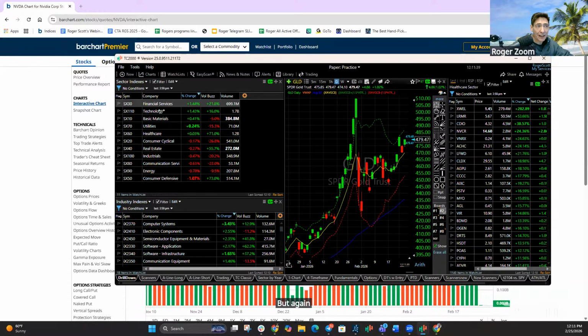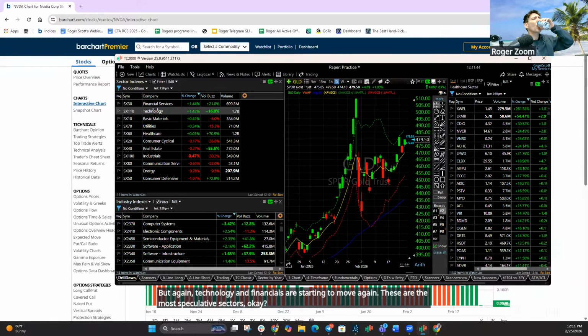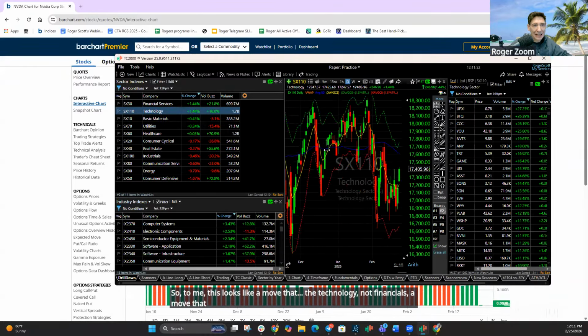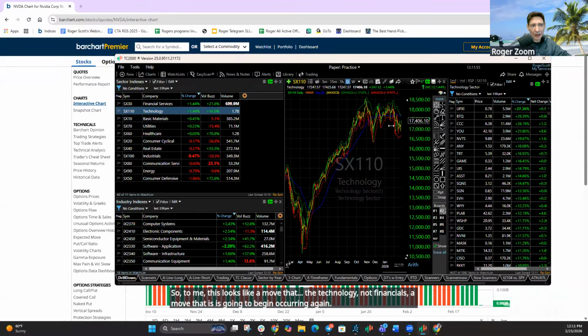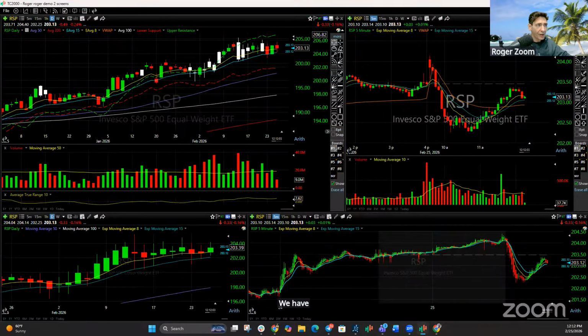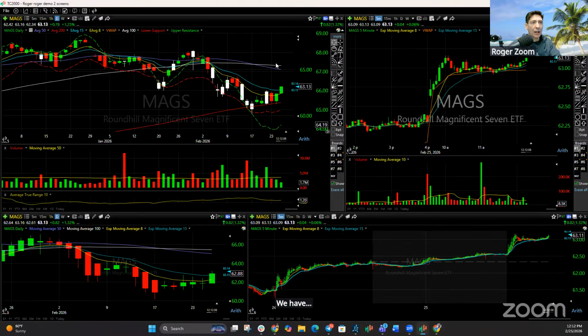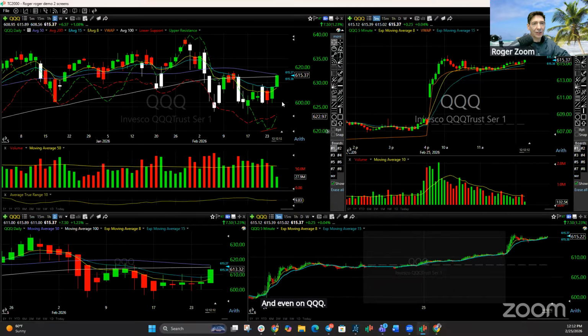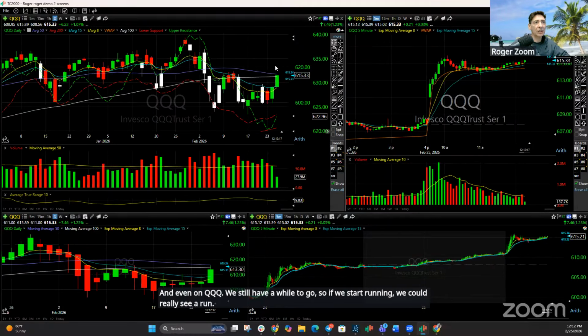But again, technology and financials are starting to move again. These are the most speculative sectors, okay? So to me, this looks like a move that the technology, not financials, a move that is going to begin occurring again. And you can see we never really dropped off too much. What I really like about this is that we have quite a while to go. And even on QQQ, we still have a while to go. So if we start running, we could really see a run up, okay?